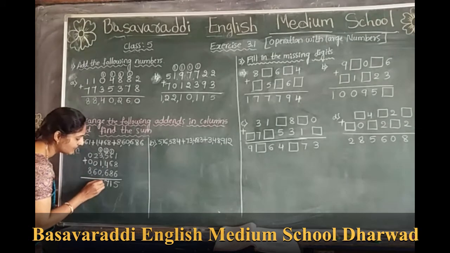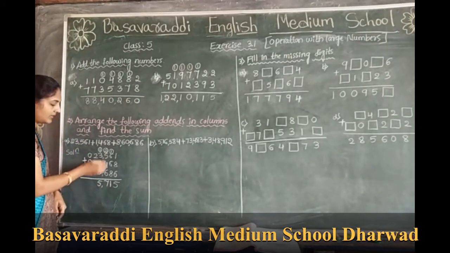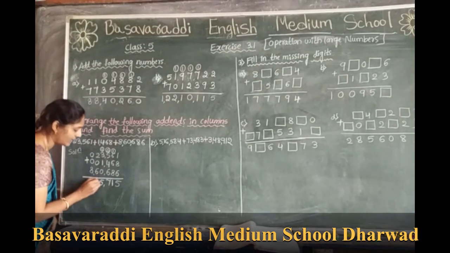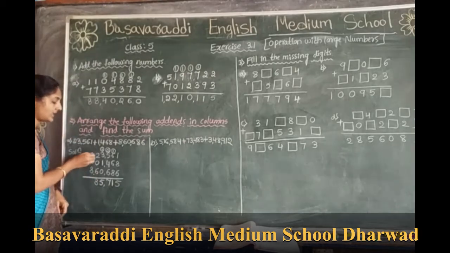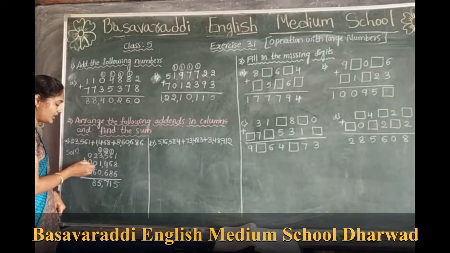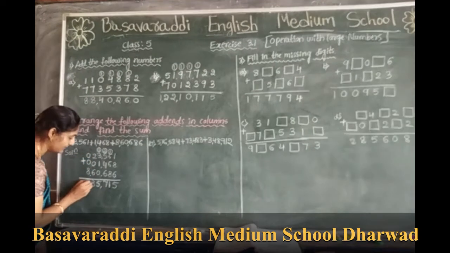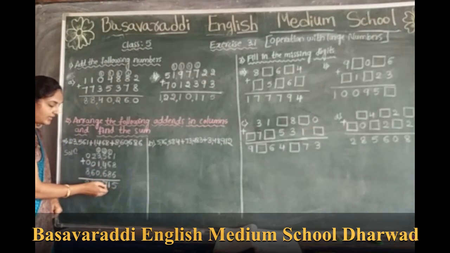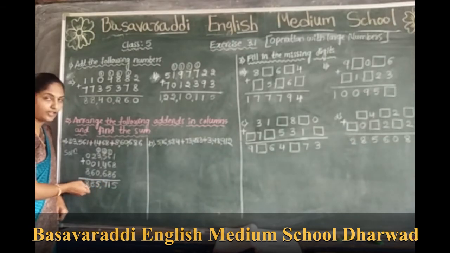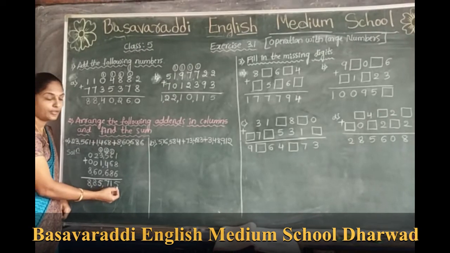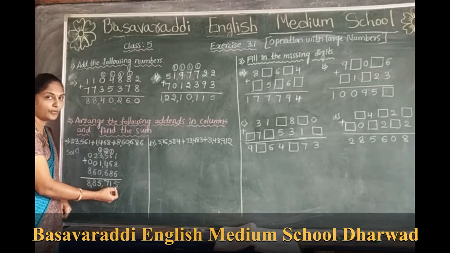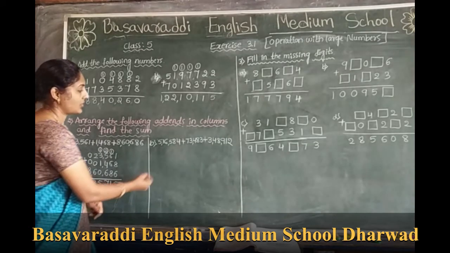Remember the addition rule there. 2 plus 0 is 2. 2 plus 6 is 8. The last number is 0 plus 0 is 0. 0 plus 8 is 8. How to read the number there? Ones, tens, 100, 1,000, 10,000 and lakh. So 8 lakh 85,715. Okay, go to the next question there.